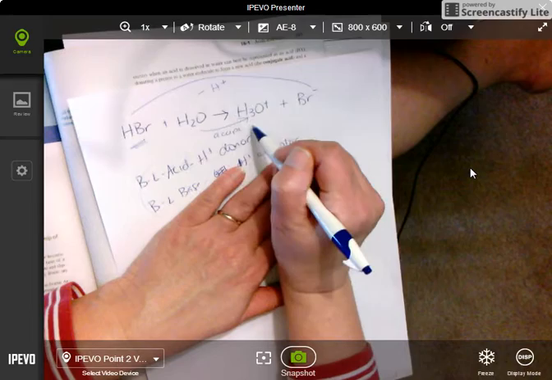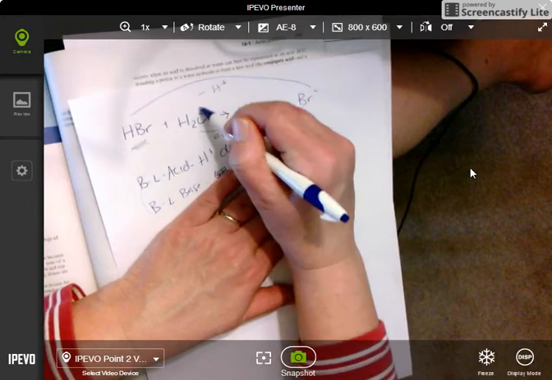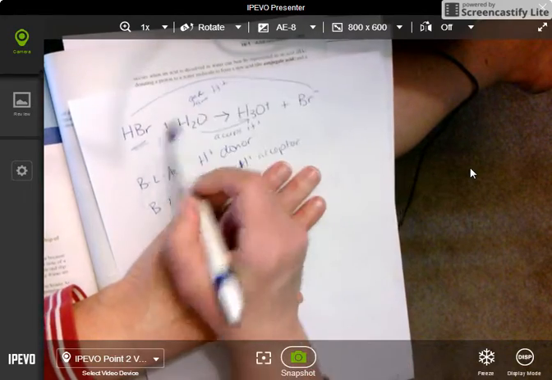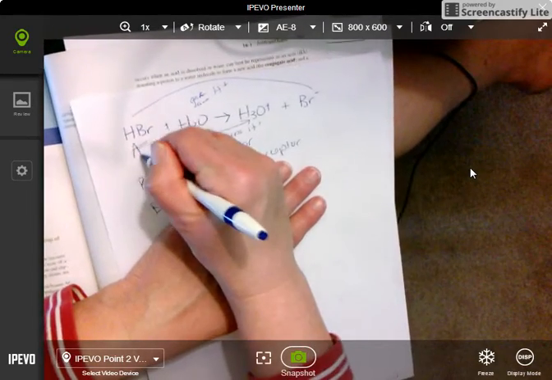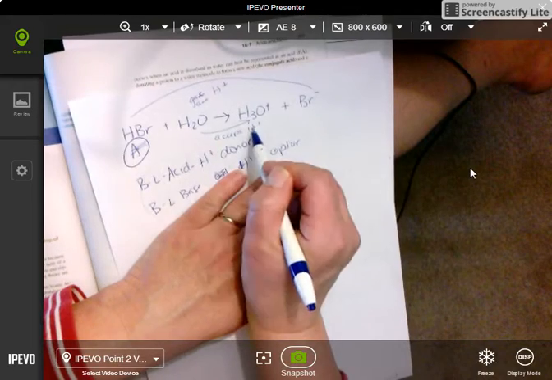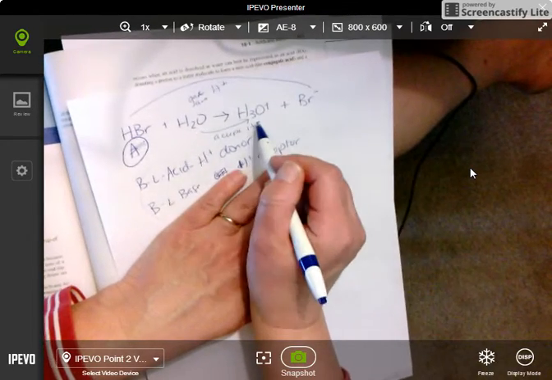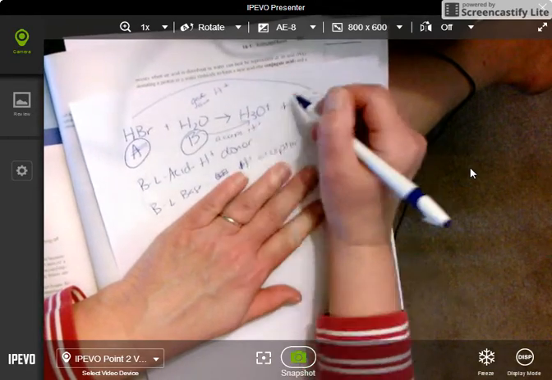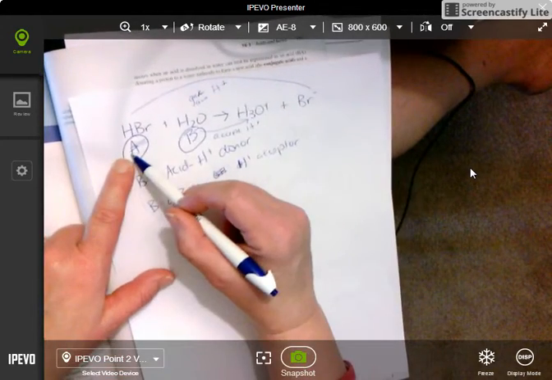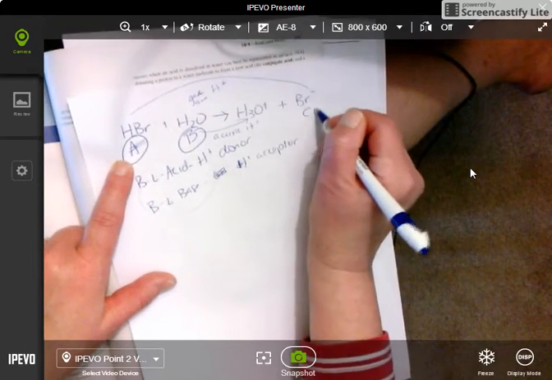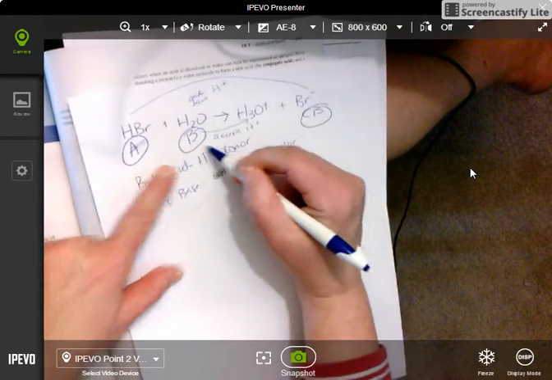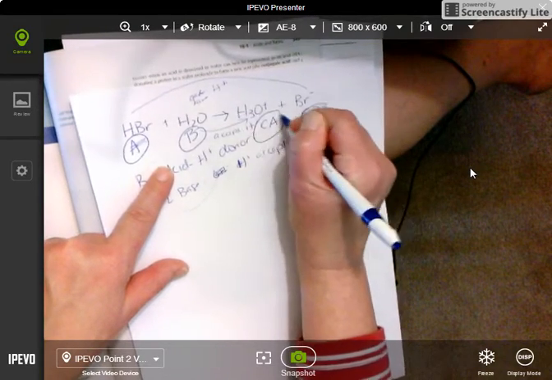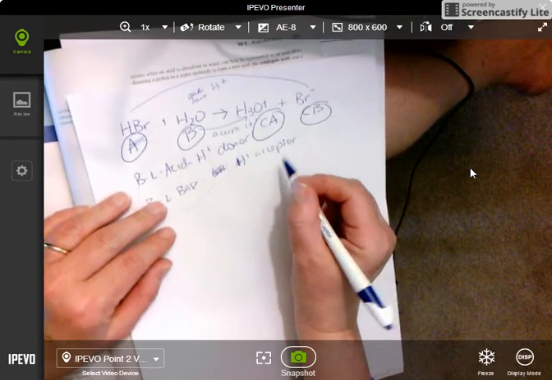This will have to accept an H plus. Okay, this gave it away. This donated it, so that makes this the acid. This had to accept an H plus ion, so that made this the base. Okay, and an acid makes the conjugate base, and a base makes a conjugate acid. So that's how you do your acid-base pairs.